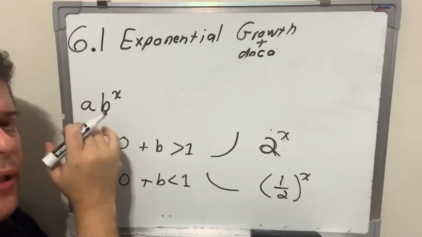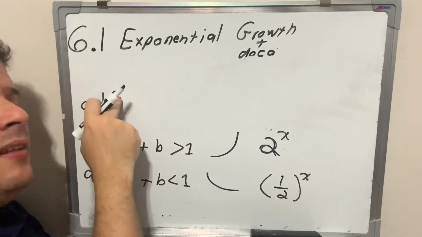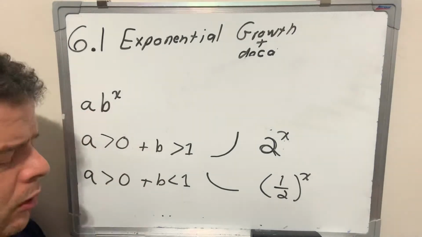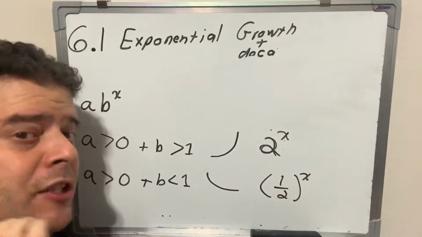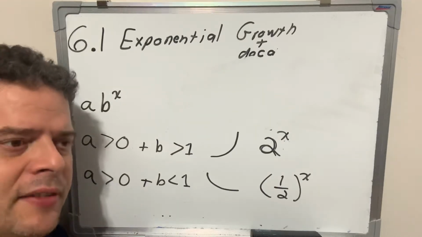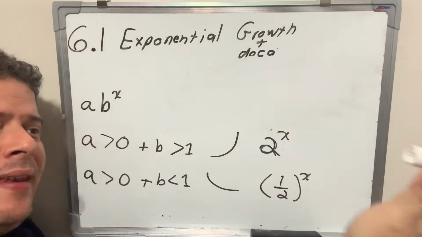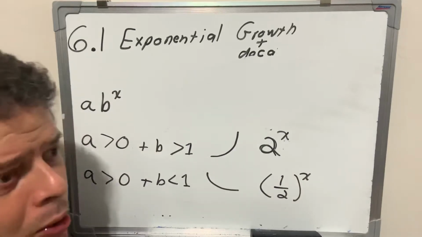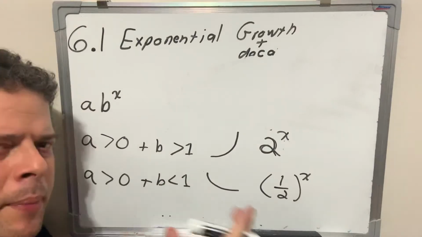Exponential functions look like this: a constant times another constant elevated to a variable power. Now the rule for exponential growth is that your a has to be bigger than 0, because if it's less than 0, that means you have a negative value, and it would cause a reflection across the x, and it would no longer be exponential growth. So your a has to be bigger than 0.